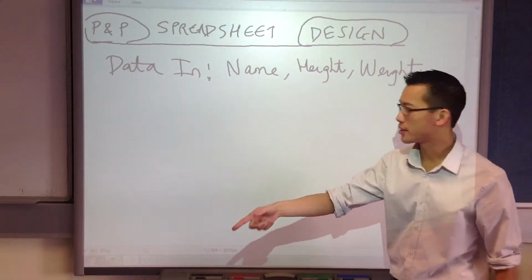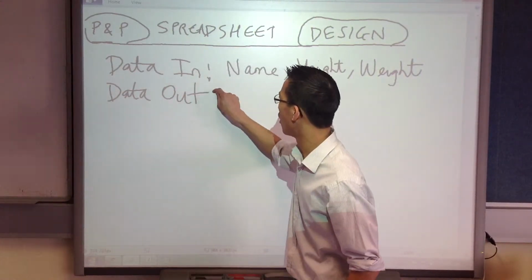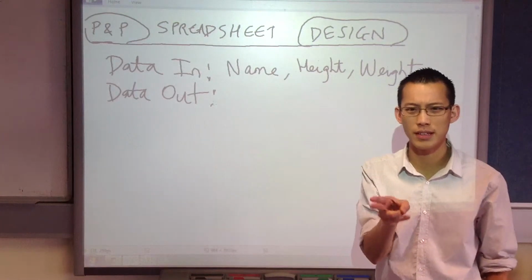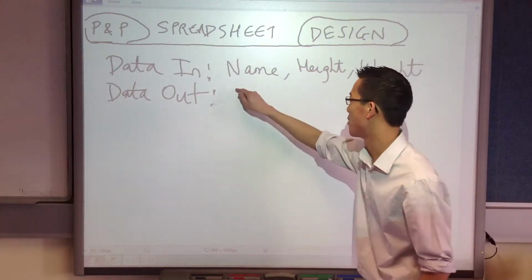Now, what comes out? What's produced out of these inputs, okay? I'd probably suggest 2 things, I think, that we did on ours. What's the first thing? The most obvious one, we've already mentioned it. The actual BMI.